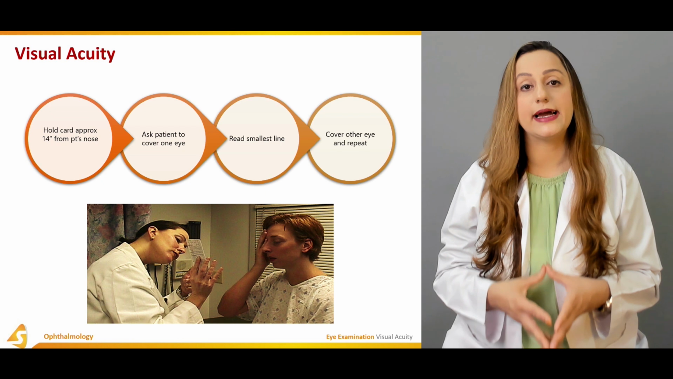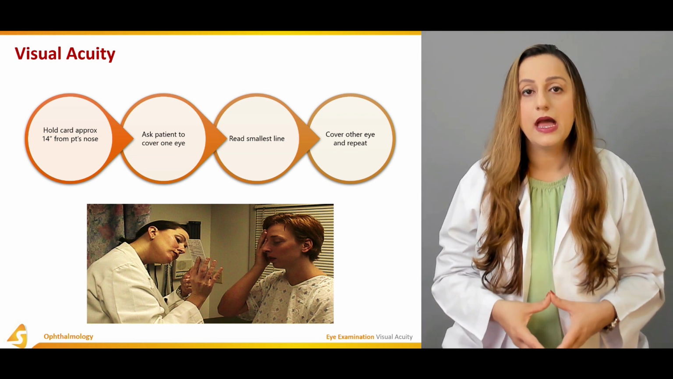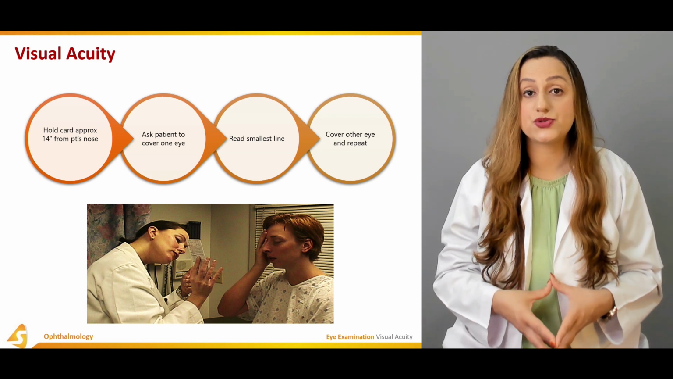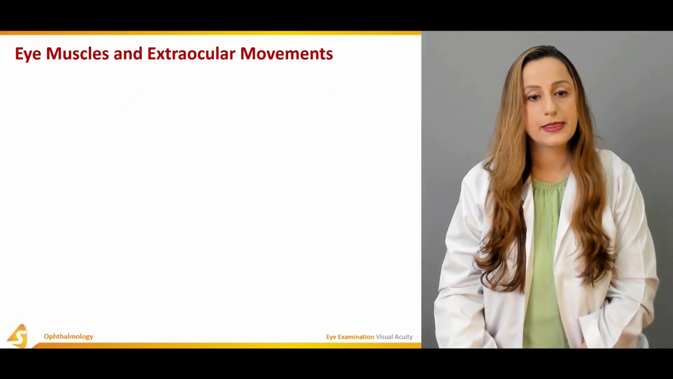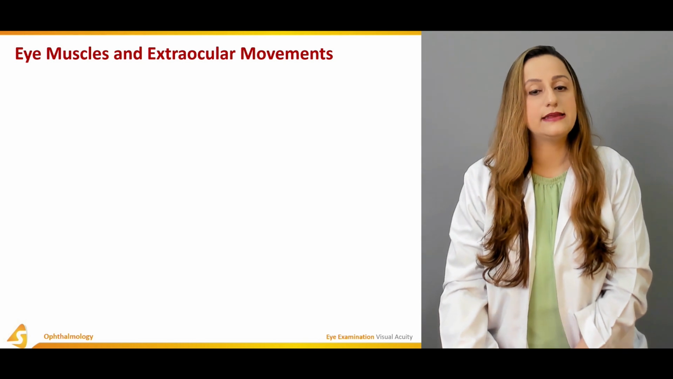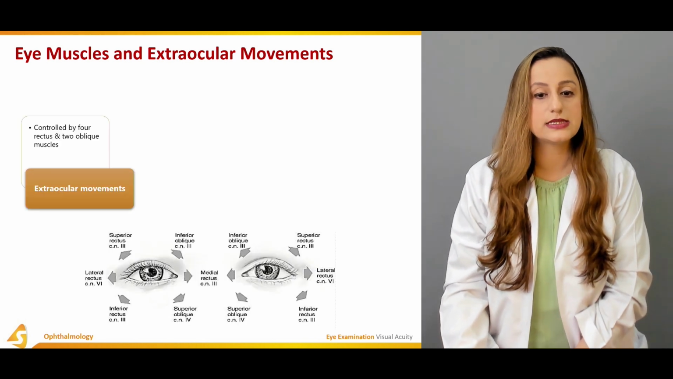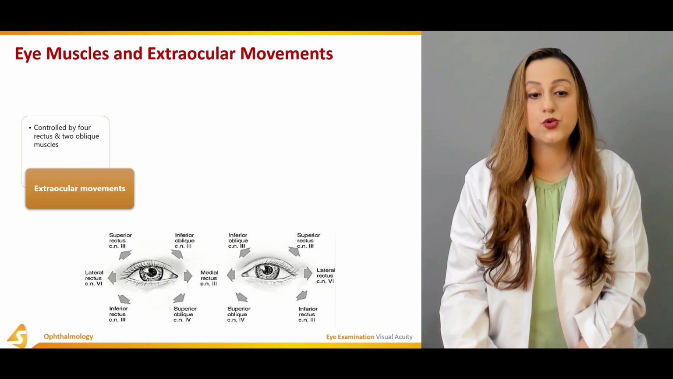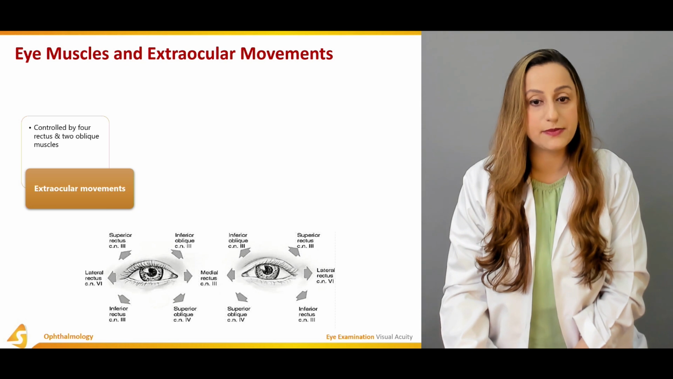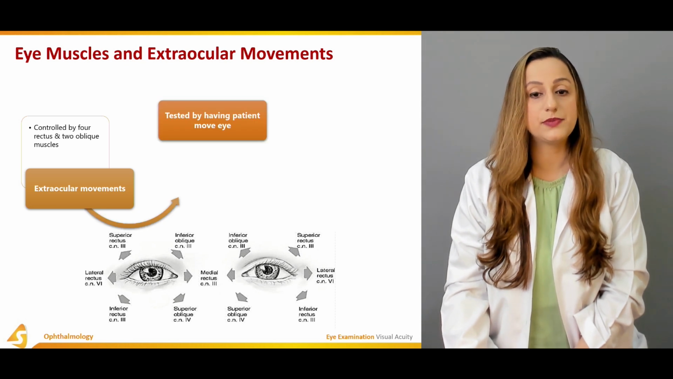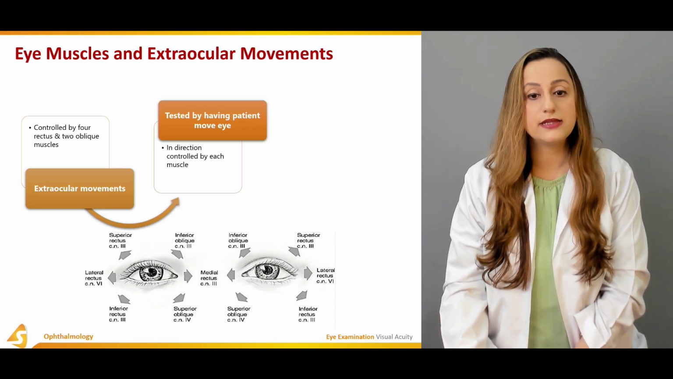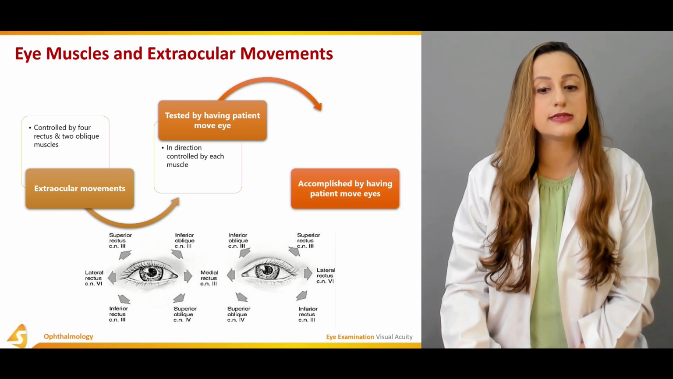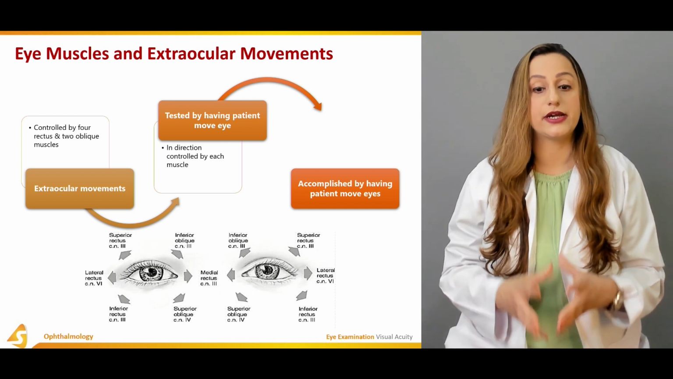It's basically for the diagnosis of presbyopia, or we can also call it the near vision abnormalities that are demonstrated in a lot of patients. Then we have the eye muscles and the extraocular movements. The extraocular movements are controlled by the 4 rectus and the 2 oblique muscles. They're tested by having the patient move the eyes in the direction controlled by each muscle, in the different directions.